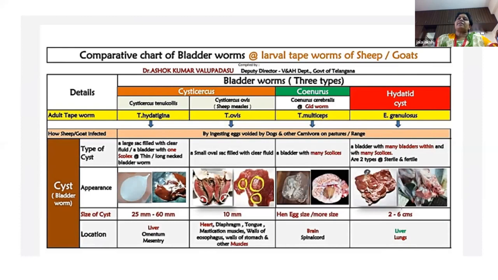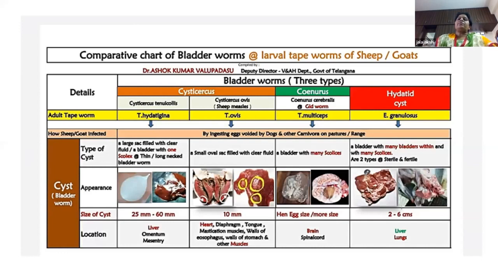It is also called Multiceps multiceps. It measures up to the size of a hen's egg or sometimes more, and is mainly located in the brain and spinal cord. This Coenurus is mainly located in the brain and spinal cord of sheep and goat. Then the hydatid cyst. This is the metacestode of Echinococcus granulosus, which measures about 2 to 6 centimeters in size and is mainly located in the liver and lungs.